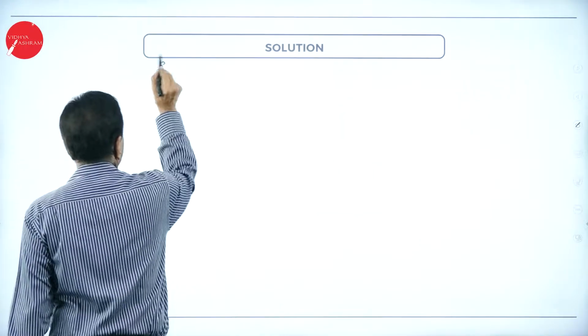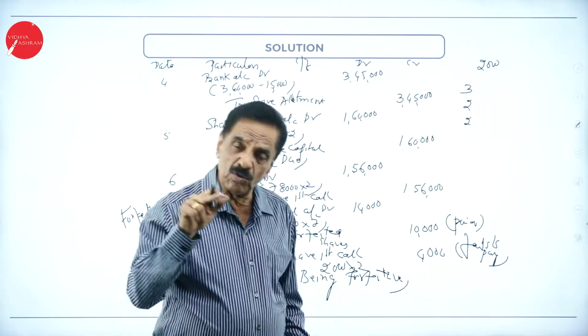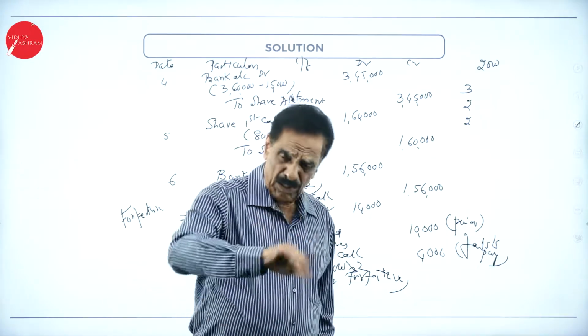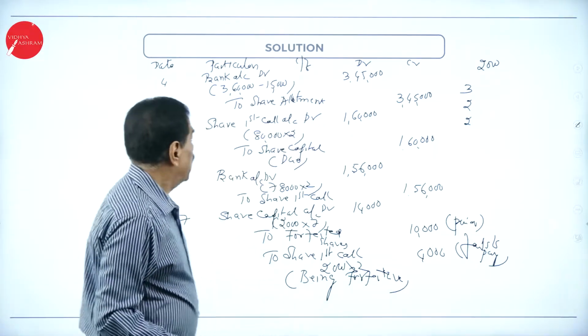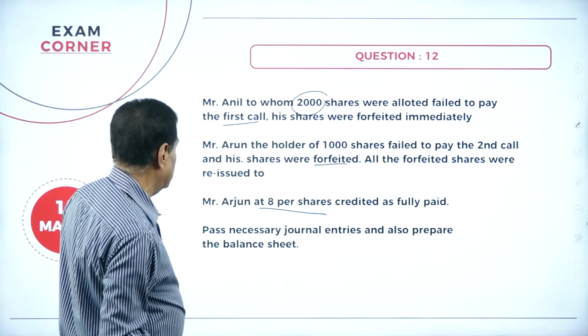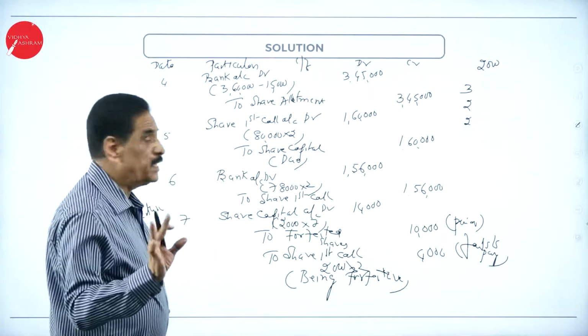Now, 8th entry. You have got 80,000 shares, 2,000 immediately forfeited. No chance is given in the final call. You are calling only 78,000. What's the final call? Your final call money is 3 rupees. On how many shares? 78,000 shares.